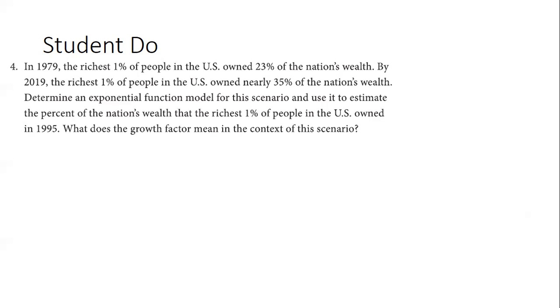In 1979, the richest 1% of people in the U.S. owned 23% of the nation's wealth. By 2019, the richest 1% of people in the U.S. owned nearly 35% of the nation's wealth. Determine an exponential function model for the scenario and use it to estimate the percent of the nation's wealth that the richest 1% of people in the U.S. own, okay? So step 1 is to come up with our ordered pair. What are our ordered pairs?